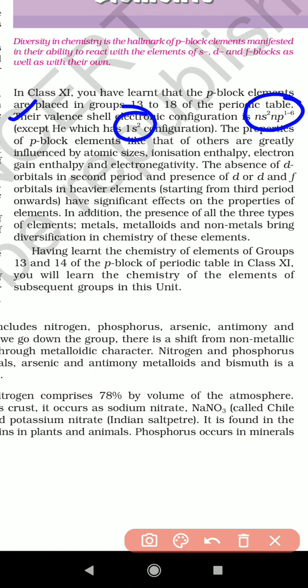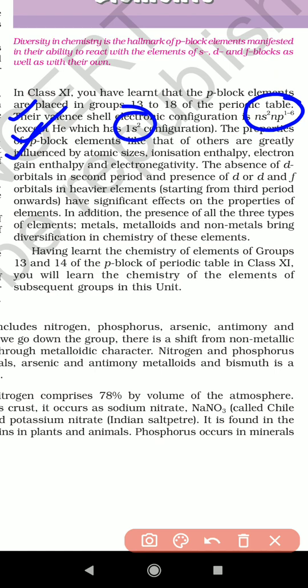The properties of P block elements, like those of others, are greatly influenced by atomic sizes, ionization enthalpy, electron gain enthalpy and electronegativity. So all these elements exhibit periodic properties and periodic trends: atomic size, ionization enthalpy, electron gain enthalpy, electronegative character and electropositive character.